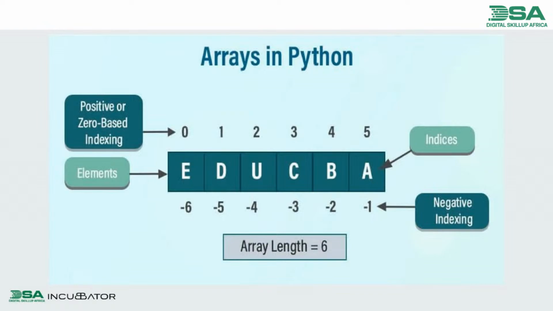So we spoke about arrays, where I spoke about elements. These are elements. These are indices in the elements. We spoke about the positive and the negative indexing. I told you from the left to your right is your positive indexing. Then from your right to your left is your negative indexing.